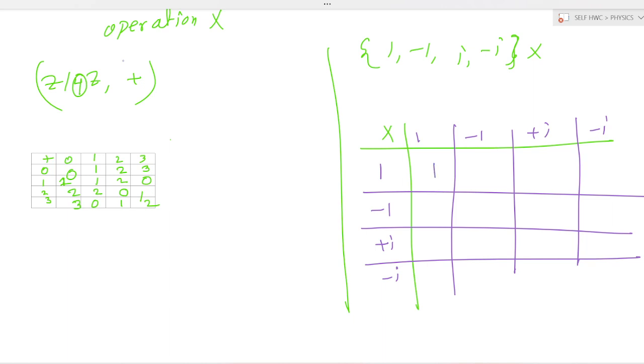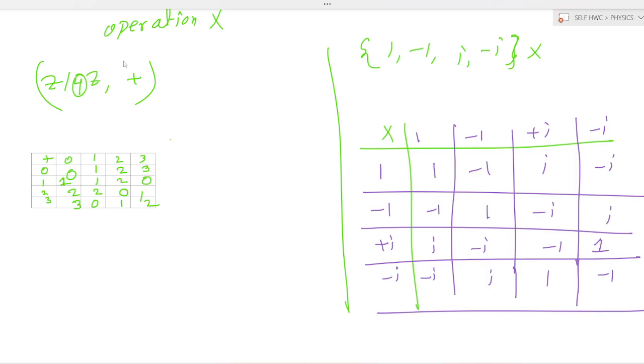This is 1, minus 1, iota, minus iota. This is minus 1, 1, minus iota, iota. Next, iota, minus iota, minus 1, and 1. Okay. And next, minus iota, iota, 1, and minus 1. Okay, very, very most important topic.